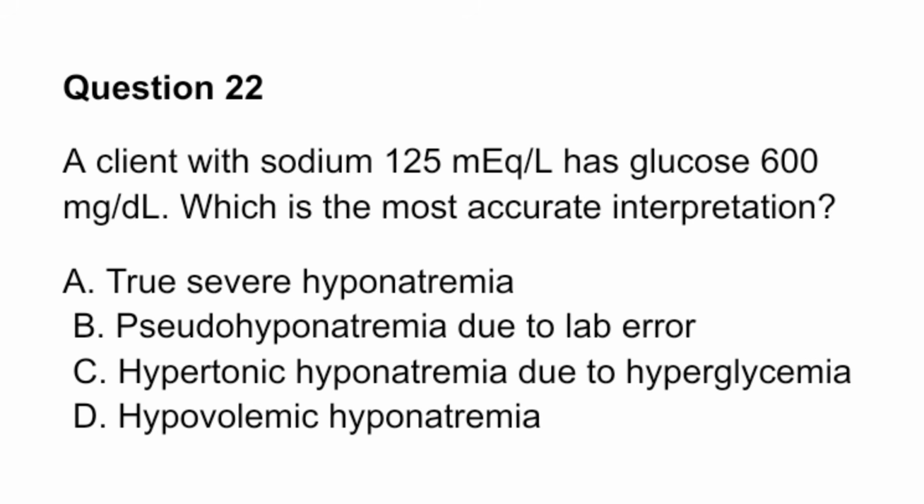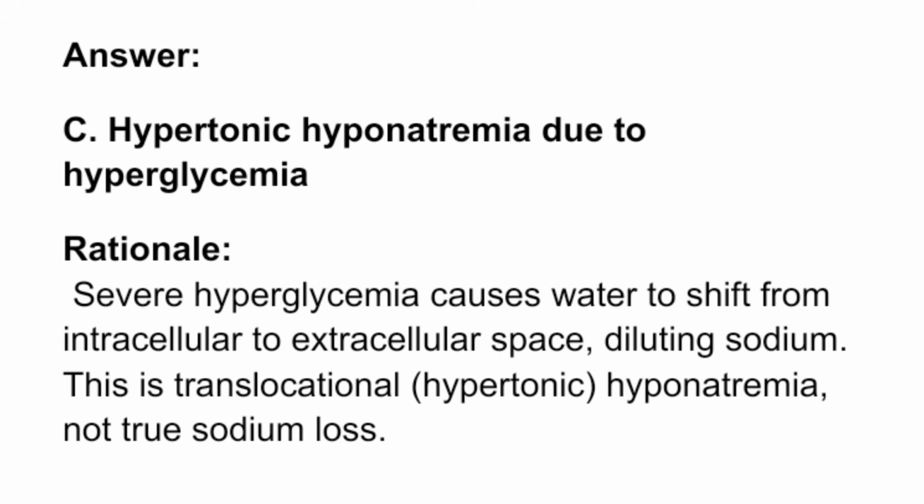Question 22. A client with sodium 125 milliequivalents per liter has glucose 600 milligrams per deciliter. Which is the most accurate interpretation? A. True severe hyponatremia. B. Pseudohyponatremia due to lab error. C. Hypertonic hyponatremia due to hyperglycemia. D. Hypovolemic hyponatremia. Answer. C.